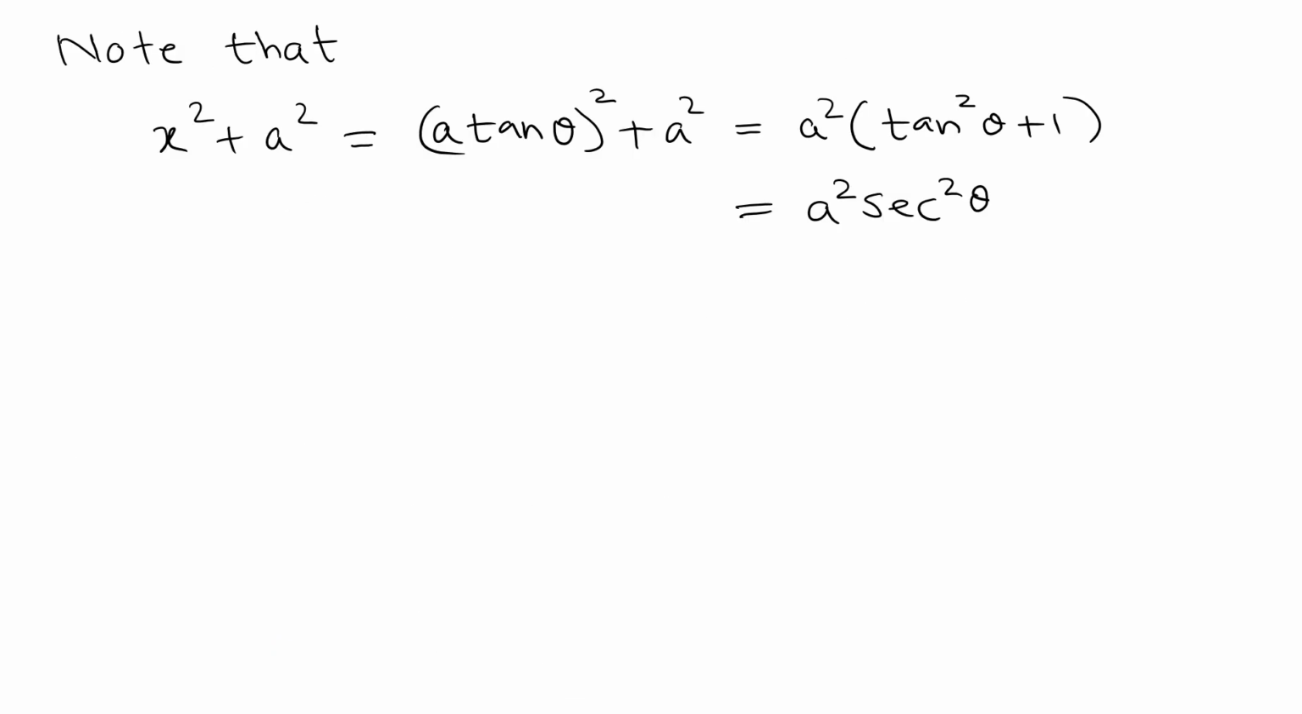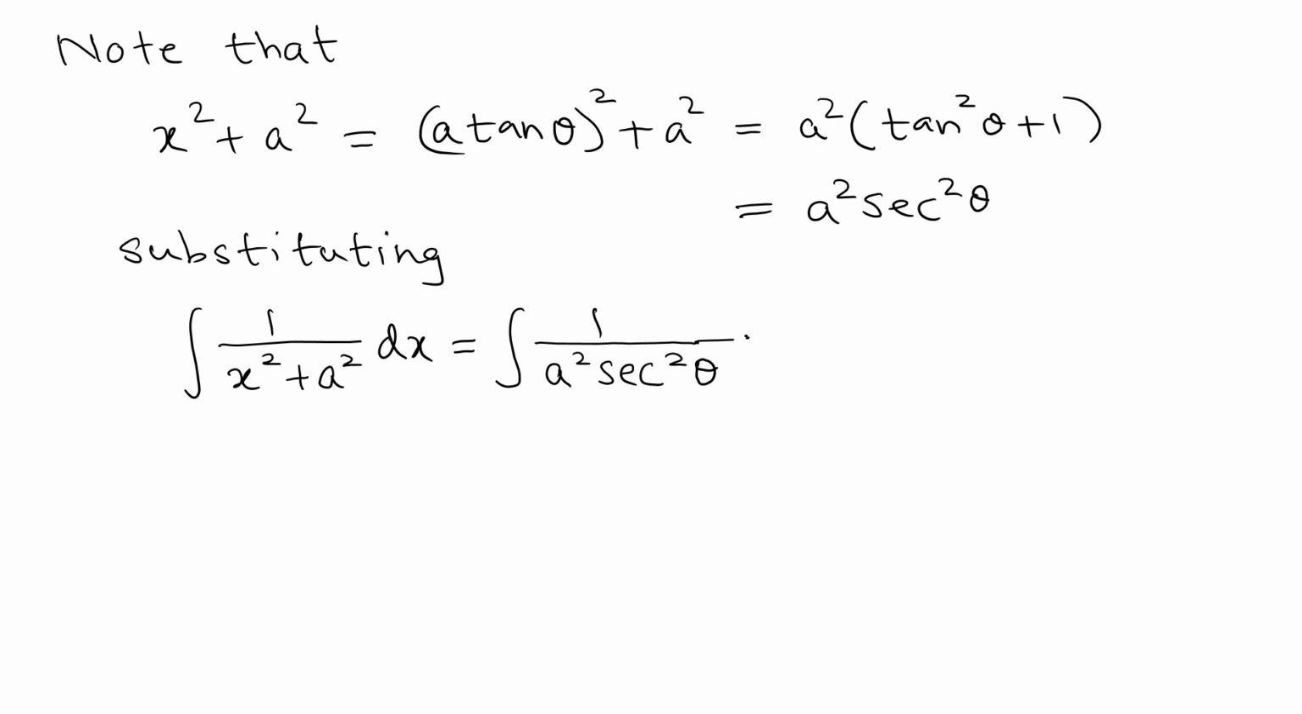With x equals a tan theta, we have a squared, and when you pull a squared out, you get tan squared plus 1. Tan squared plus 1 is secant squared, that we know from trigonometry. So x squared plus a squared equals a squared secant squared theta. With this substitution, this integral is going to be really easy. You can see what will happen when you substitute.